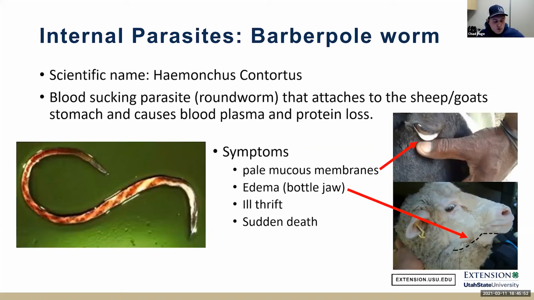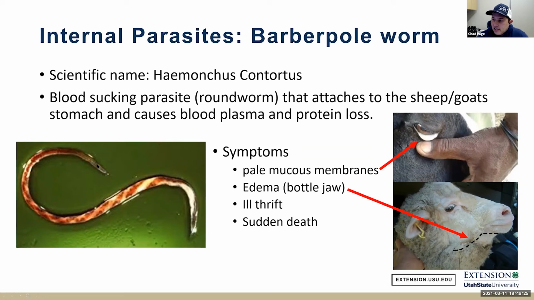Okay, now let's move into the Barber pole worm, and we'll get into that word that Jim talked about, refugia, in a little bit. But the scientific name for the Barber pole worm is Haemonchus contortus, okay? Assuming I pronounced that right. It's a blood-sucking parasite, and the reason that it's called the Barber pole worm is because of this distinct Barber pole type pattern of white and red across the body.